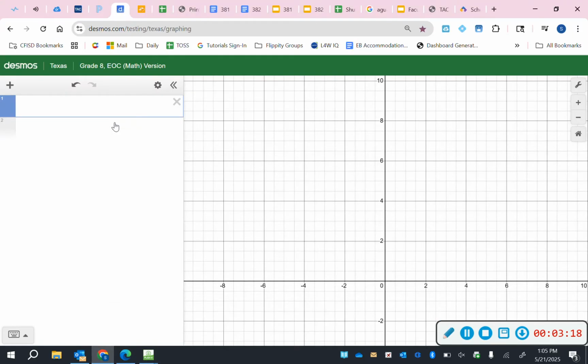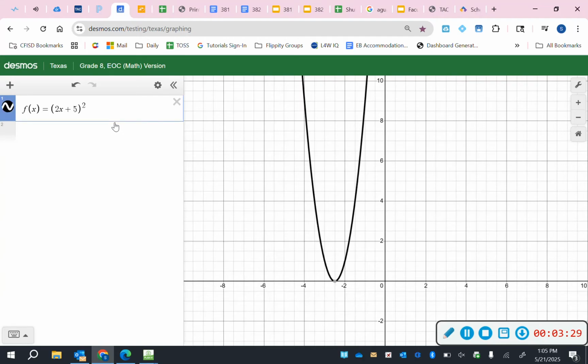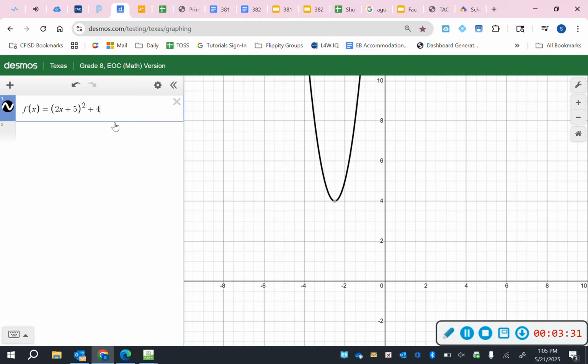So we are going to put in f of x equals parentheses 2x plus 5, squared, plus 4. And the next row I'm going to put f of 10. My answer should be 629.